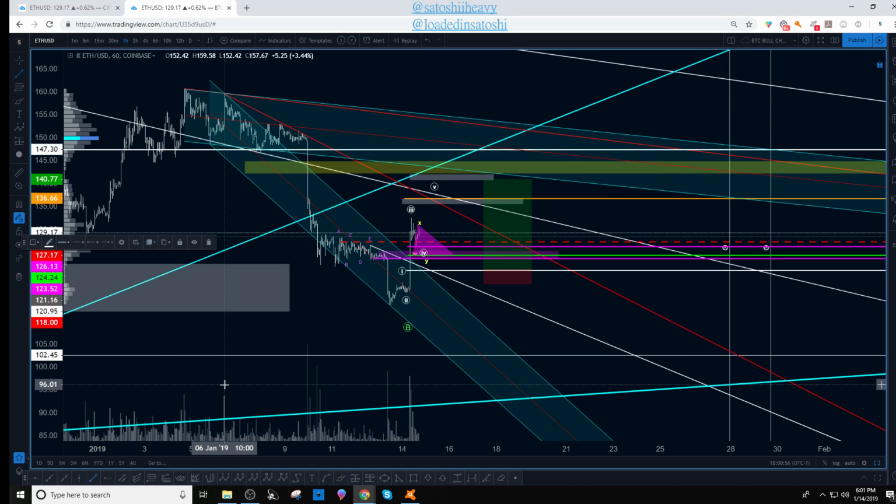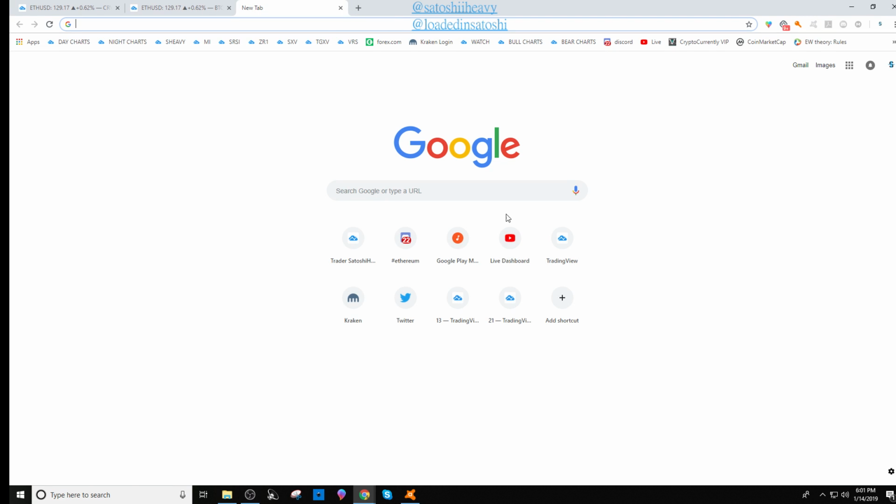If this is the bullish count, we will not break below 123.53 and we will move up to at least 135 to 136. Okay? Anyways, that's all I have for now. I don't think we have anything else to really look at.